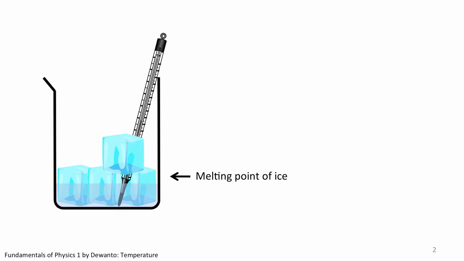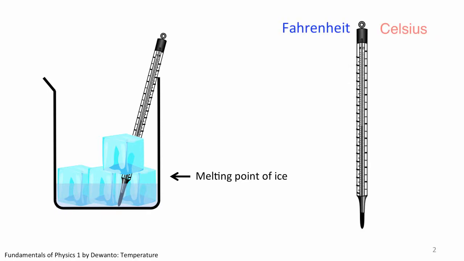Now this was where Celsius took a different path from Fahrenheit. Celsius assigned 0 at this point, whereas Fahrenheit assigned 32. Hence, 0 Celsius became the melting point for ice, as we are all familiar with, while our American friends are familiar with 32 Fahrenheit as the melting point of ice.